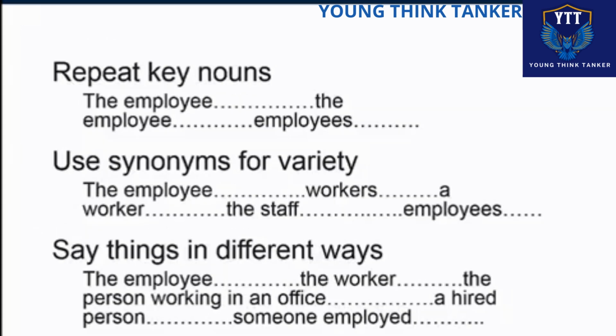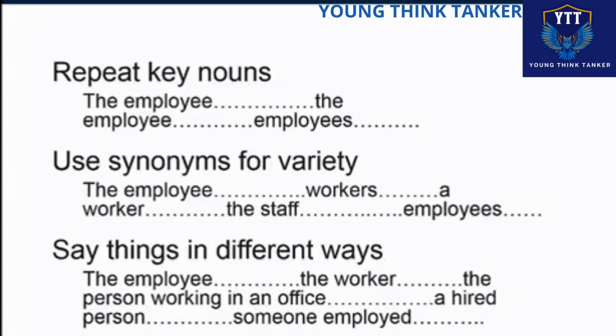Another thing that helps our variety is using synonyms. Remember that we want to repeat key nouns. Repeating key nouns helps your reader follow what you're saying. But if we use them too many times, that can get kind of boring. So we want to use synonyms also. So if I'm talking about an employee, I could use the synonym workers or worker or staff. You see, this sentence here would have nice variety. I don't keep repeating the word employee, employee, employee.